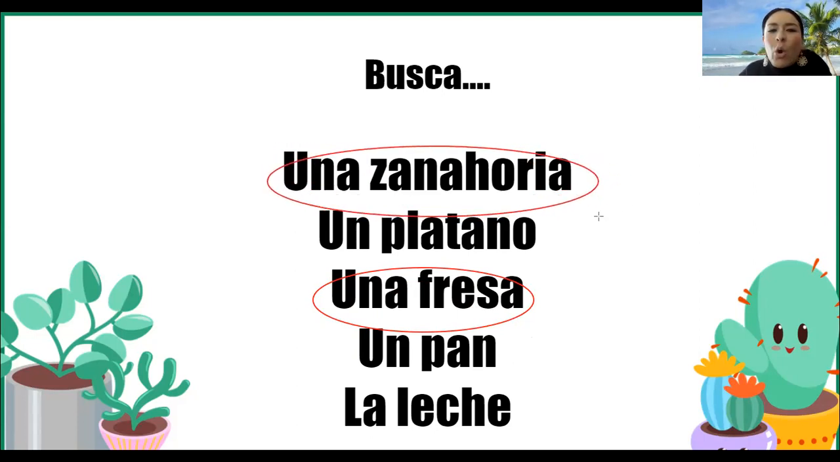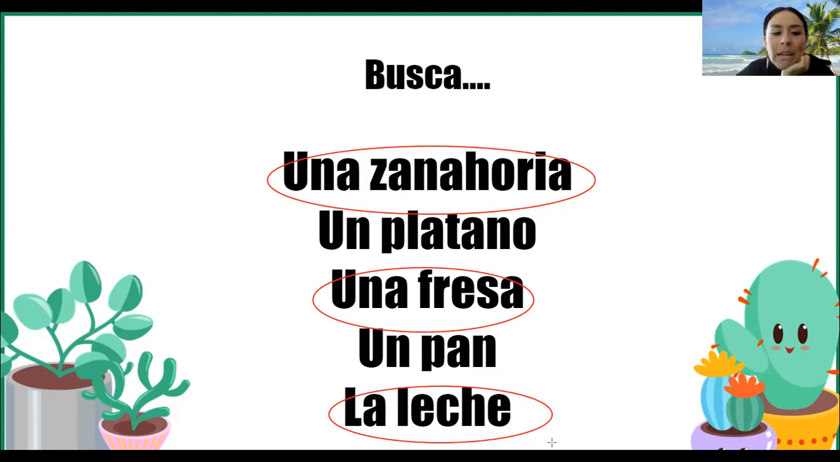Busca una zanahoria. Busca una zanahoria. If you do not have a zanahoria, then go ahead and draw a zanahoria. The next one. Busca la leche. Busca la leche. If you do not have leche, draw a picture of a leche. Show it to your brother or sister. Show it to an adult at your house. Busca la leche. Okay, remember to press pause while you're looking for these, okay? Press play when you're ready to find the next one.